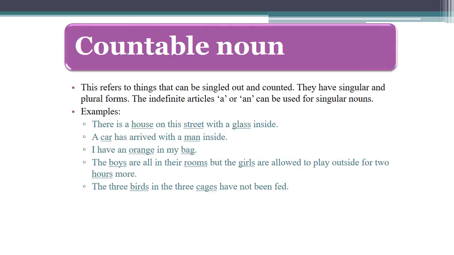In the first sentence, we have house, street, and glass. In the second example, we have car and a man. In the third sentence, orange and bag are countable nouns. Sentence 4 has boys, rooms, girls, and us as our examples of countable nouns. And the last sentence has birds and cages as countable nouns.